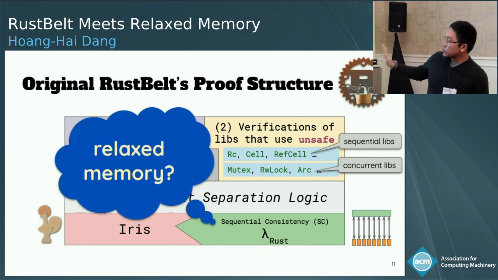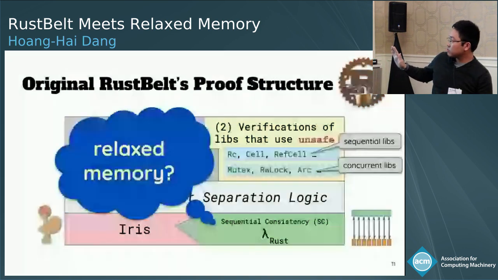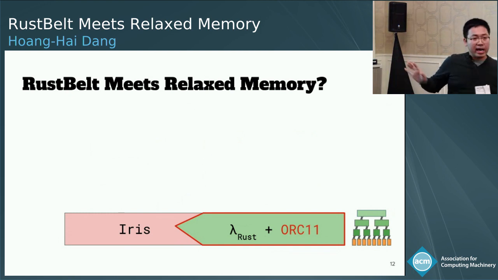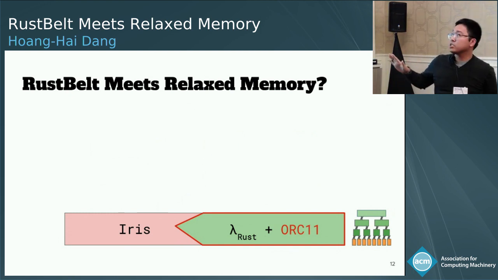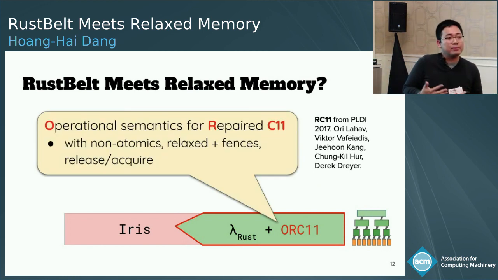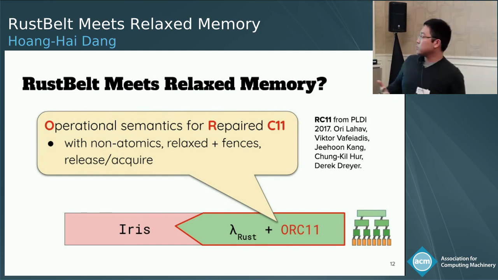And in this work, what we want to do is replace this block in the bottom right here with a more realistic relaxed memory model. So we first define our relaxed memory model, which we call ORC11. This is an operationalized version of the repaired C11 semantics, which is the fixed version of C11. In this semantics, we have non-atomic accesses, relaxed accesses, and fences. We also have release-acquire accesses, which means it's very close to the actual Rust memory model.